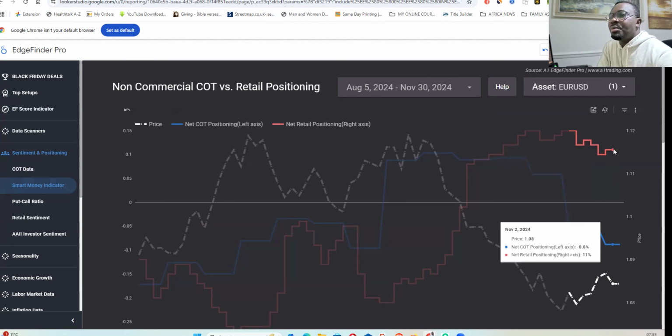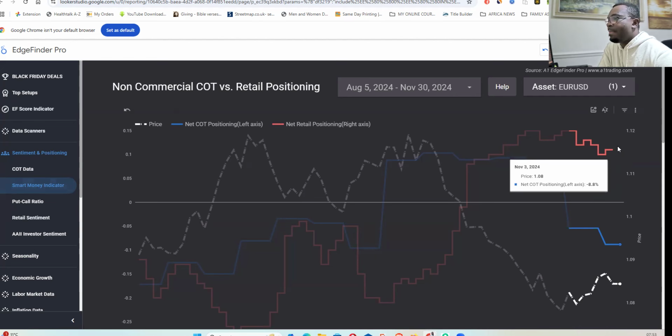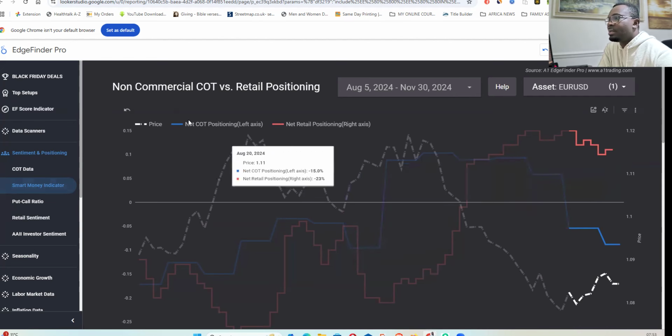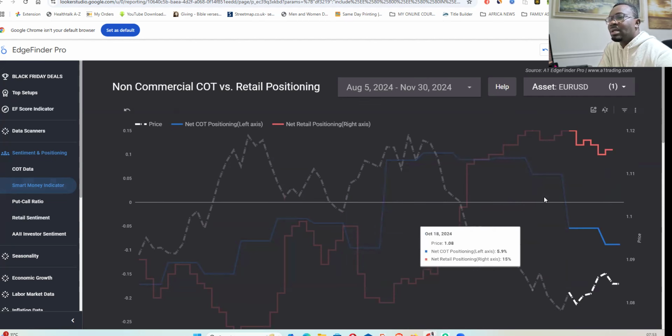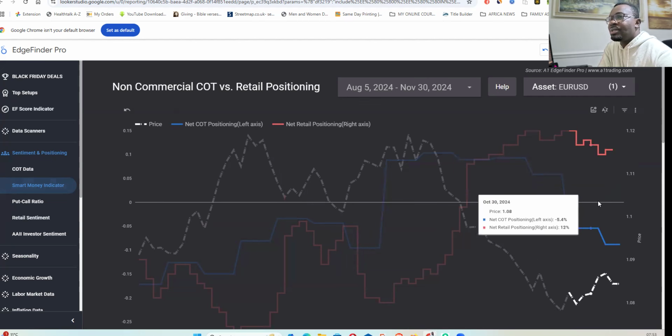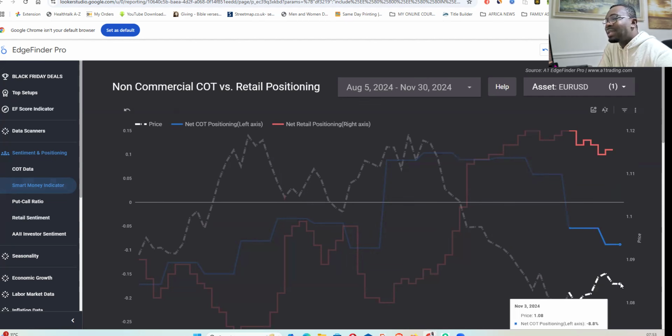So this is the retail position. They are putting price to buy. So retail positions are pushing price up, but the net COT, the big guys, they're dropping. Price is going down. So in other words, price is at the bottom. Still, currently, price is at the bottom.